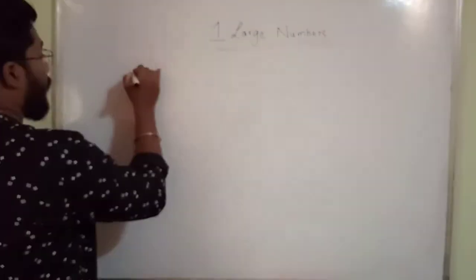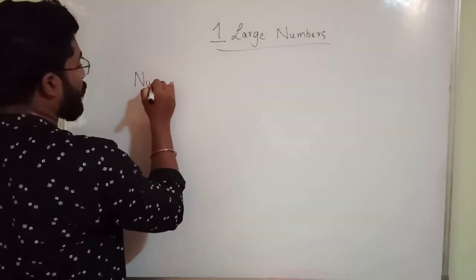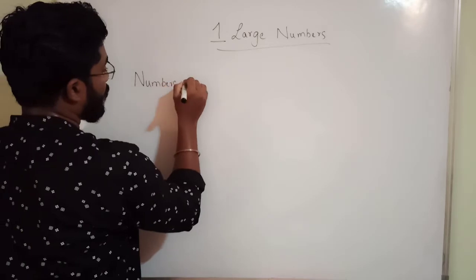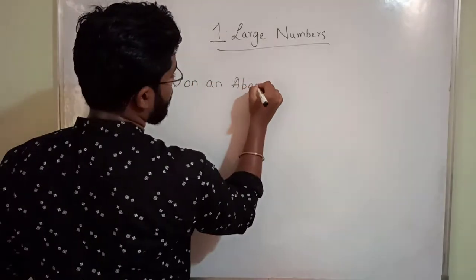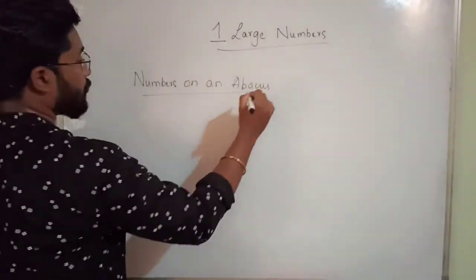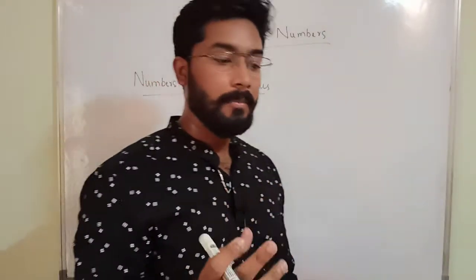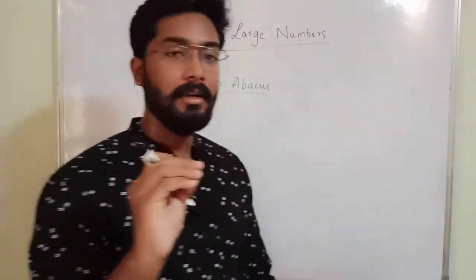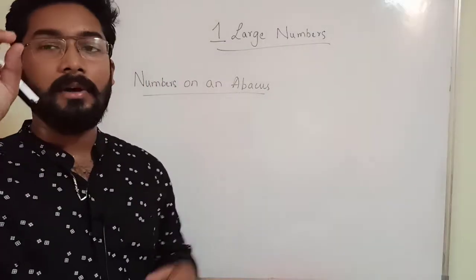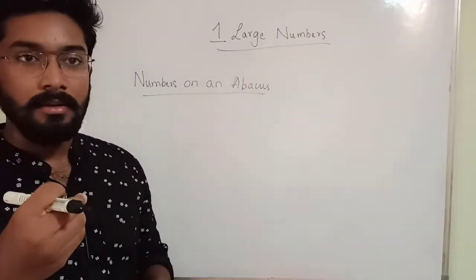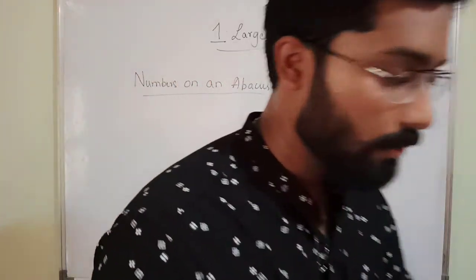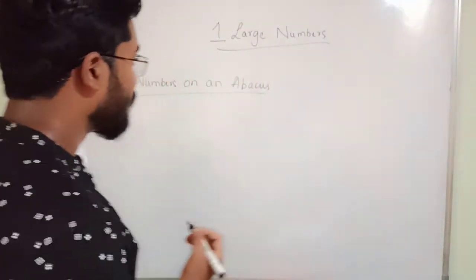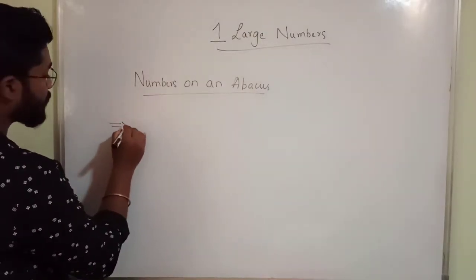Numbers on an abacus. So let's learn how to represent numbers in abacus form. If an abacus has some beads, in which place which bead is there and what is its value, let us see now. Once again, I am revising some points.